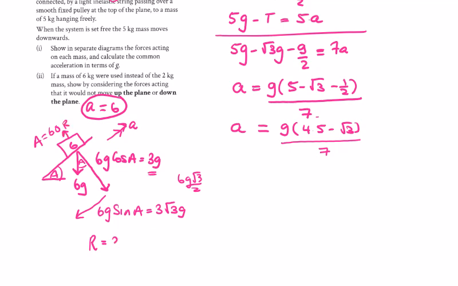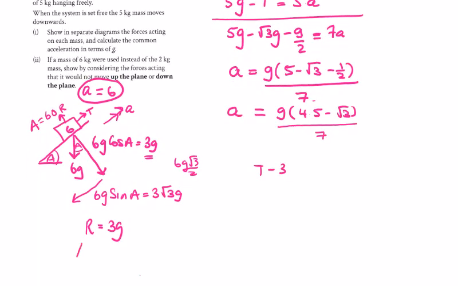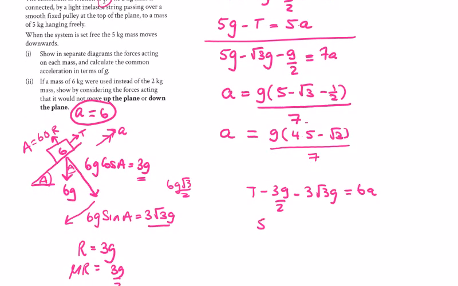my 3G. So we're going to have T minus 3G, sorry, mu R, it's going to be 3G over 2, is it? Mu is a half, 3G, so mu R is 3G over 2. So T minus 3G over 2 minus 3 root 3G is equal to MA, 6A. The other equation is not going to change. 5G minus T is equal to 5A.